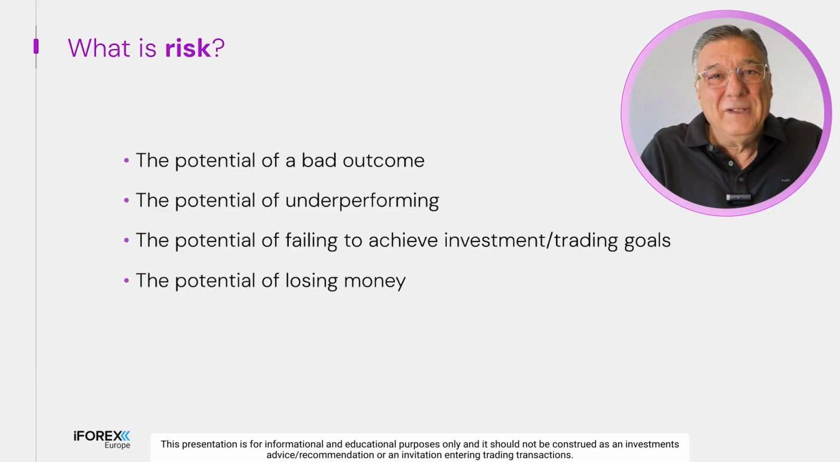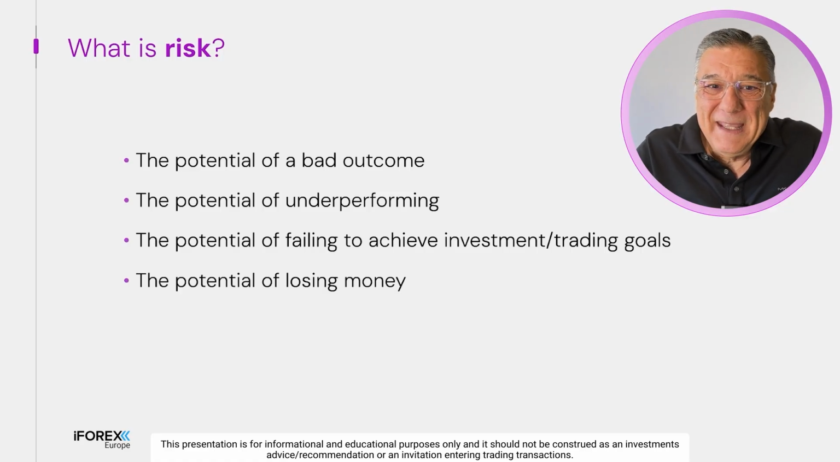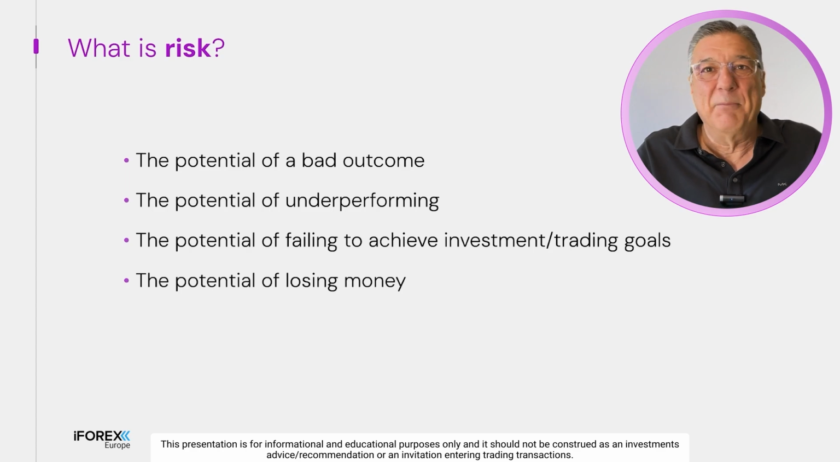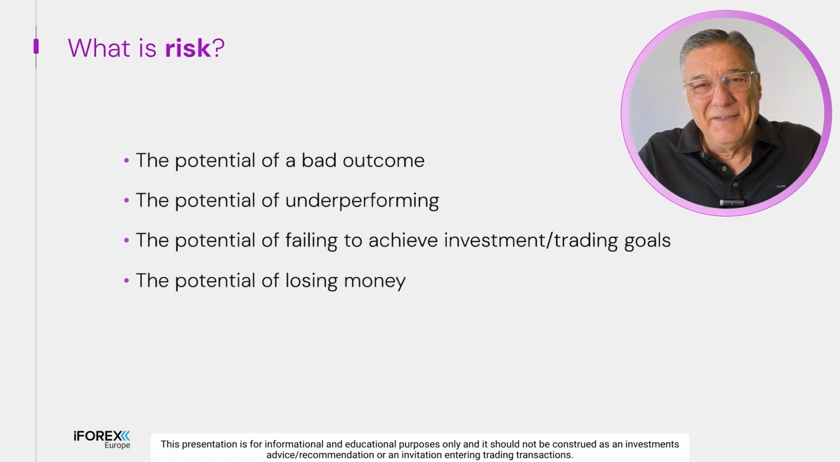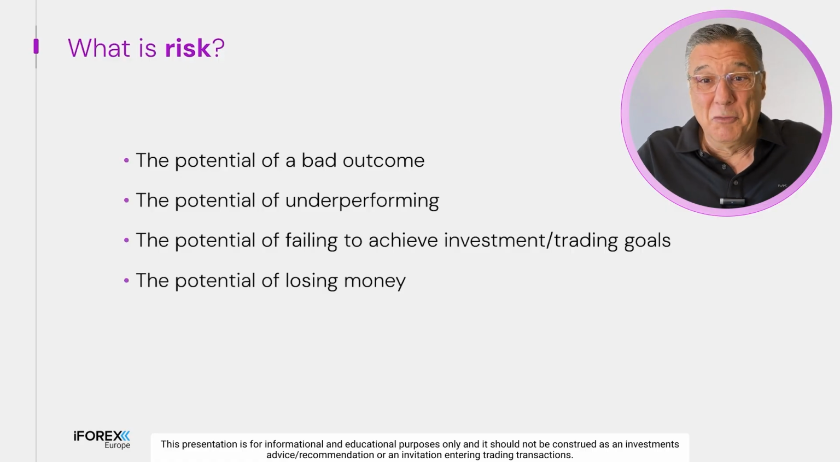So, what is risk? Risk is the potential of a bad outcome. What is a bad outcome, nevertheless? So, it's the potential of underperforming. Say that a fund manager expects to make, for example, 10% return per year. But this year, the return was only 2%. Is it good for his reputation? I would say no, right? So this is a risk of underperforming.